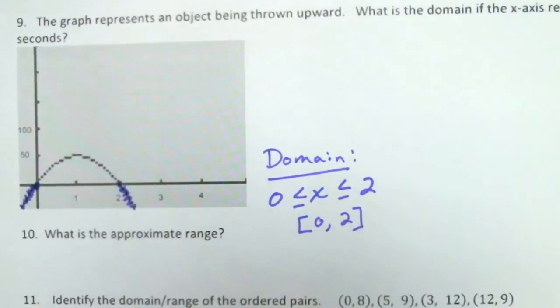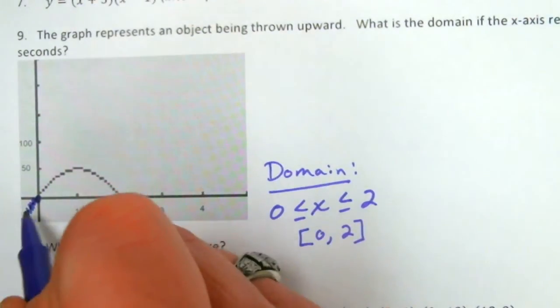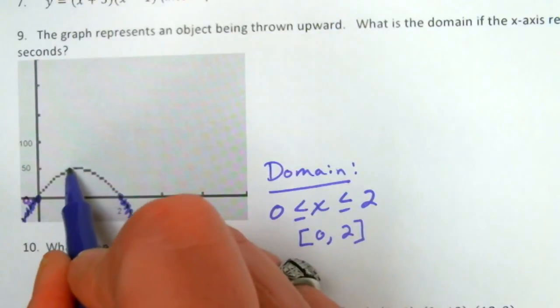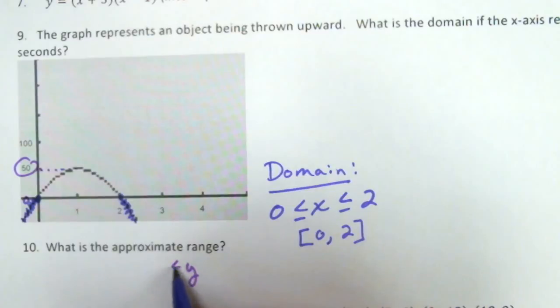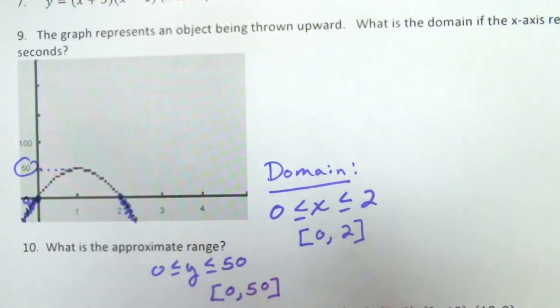Now for number 10, they ask what the range is. Well, it looks like it starts at 0, and at the highest point, the y value is 50. So the range is y is greater than or equal to 0, less than or equal to 50. Or in interval notation, from 0 to 50.